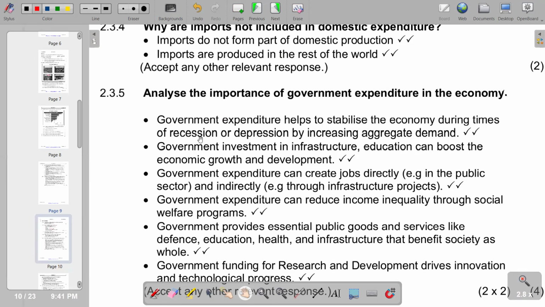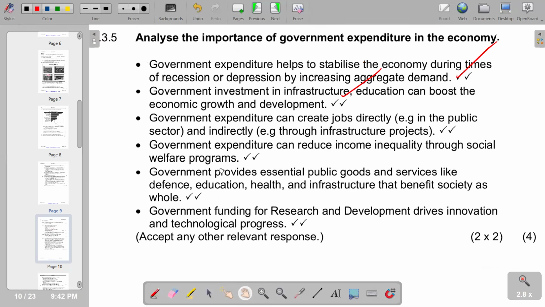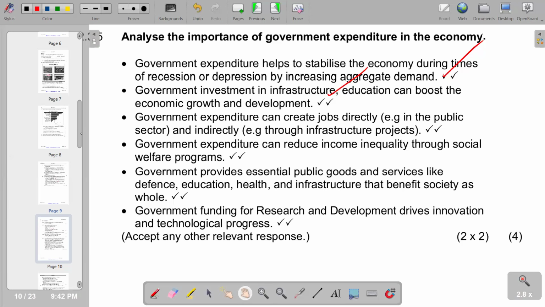So we look now at the question saying analyze the importance of government expenditure in the economy. Government expenditure helps to stabilize the economy during times of recession or depression by increasing aggregate demand, as our first point. Then on the second point, government investment in infrastructure and education can boost economic growth and development. On the third point, government expenditure can create jobs directly, for example, in the public sector and indirectly through infrastructure projects. So these are some of the points that we can include. Of course, the question requires us to raise 2 points. So this is what we have on this part.